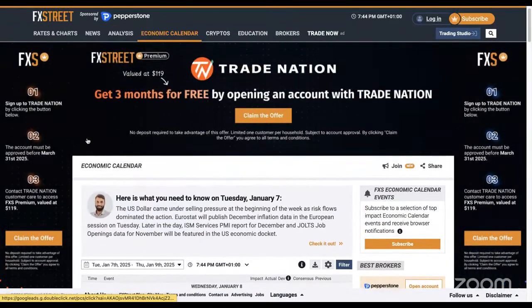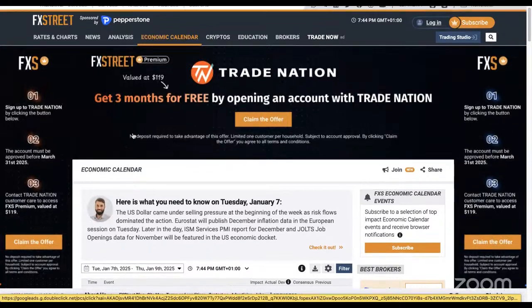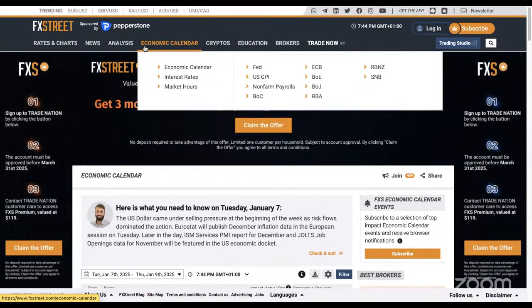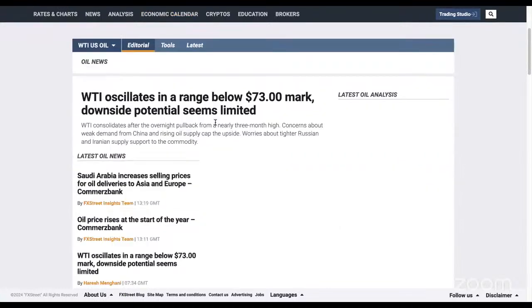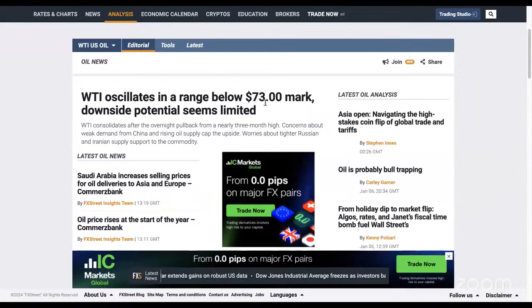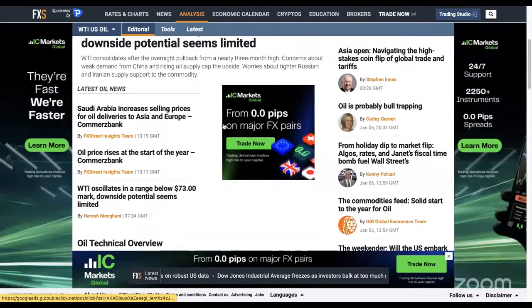Now, this is one. The second one I wanted to find is the news on oil, commodities, and then oil. So let's start first of all from oil. One of my friends said this, and he was talking about WTI oscillates within a range below this price. And what are people saying about oil? You can come here and read.